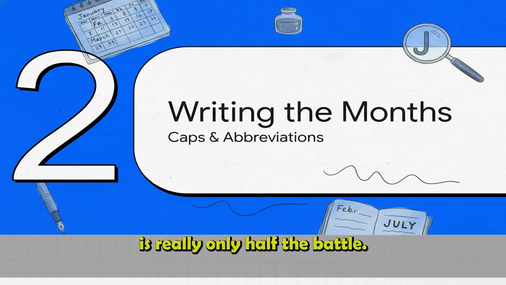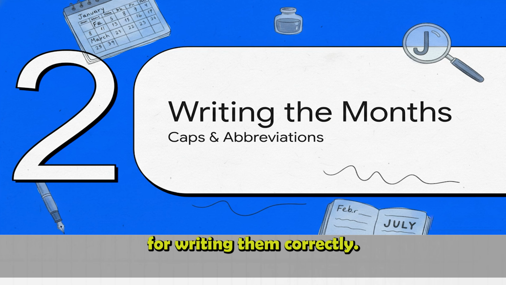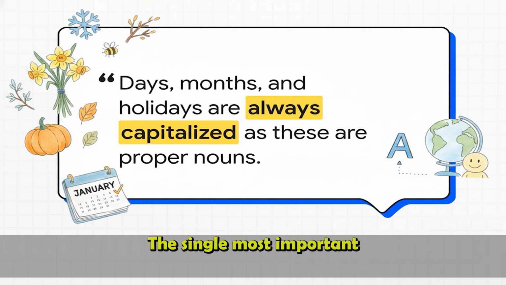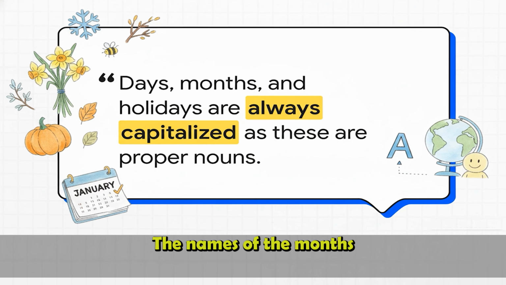But knowing their names is really only half the battle. Let's move on and talk about the absolutely essential rules for writing them correctly. Okay, here it is. The single most important rule to remember, and it's a simple one. The names of the months are what we call proper nouns. Think of them just like your name or the name of a country, and that means they always, without exception, must start with a capital letter. It's never lowercase January. It is always capital J, January.